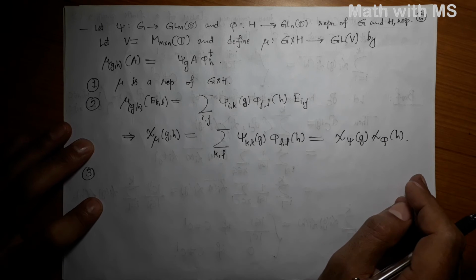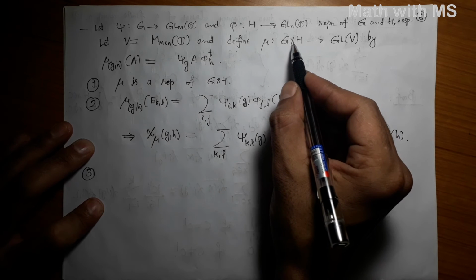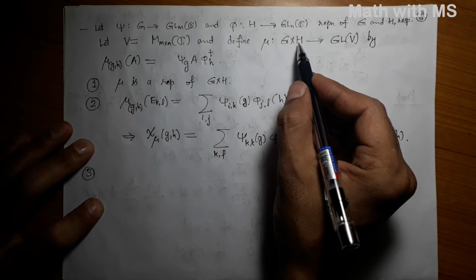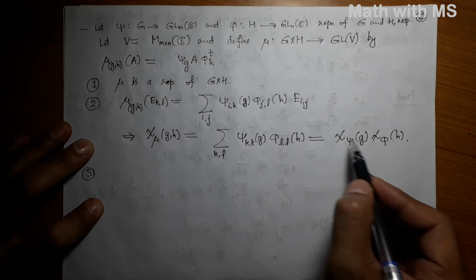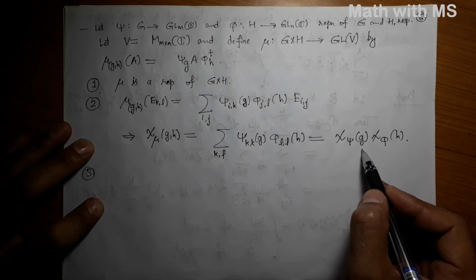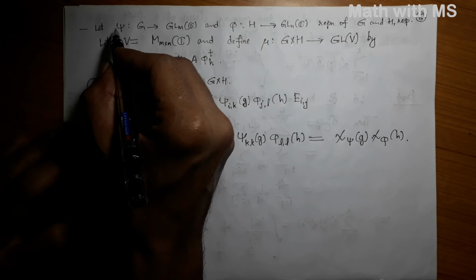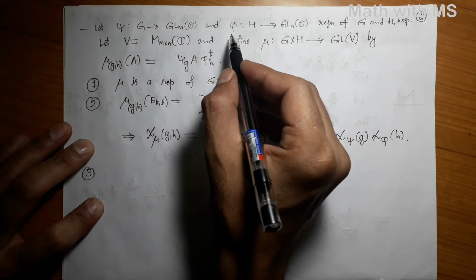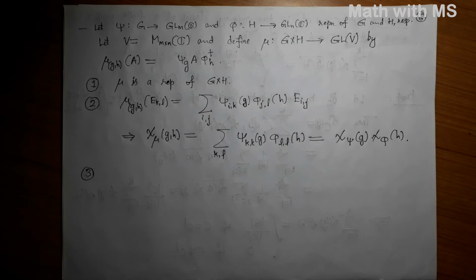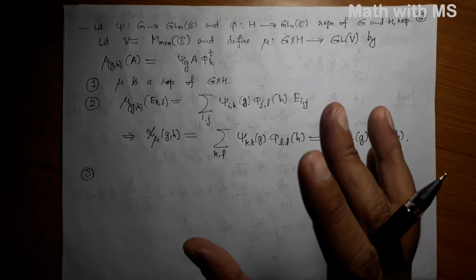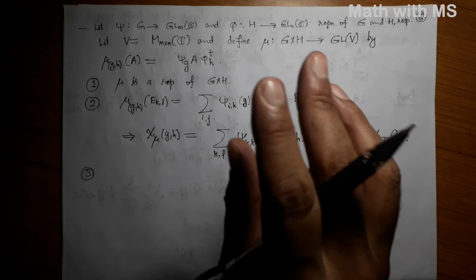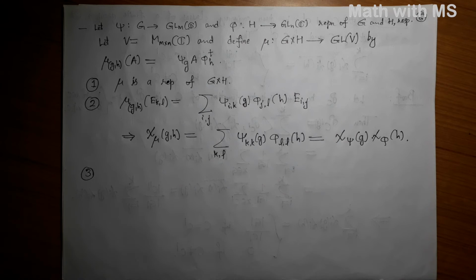So thus mu is the desired representation of the product group G cross H, whose character is this pointwise product of the character of the representation psi of G and the character of the representation phi of H. In fact, in this case, if psi and phi are irreducible representations, then mu is also an irreducible representation.